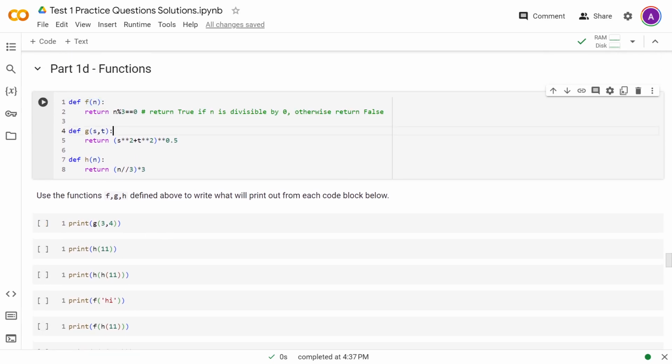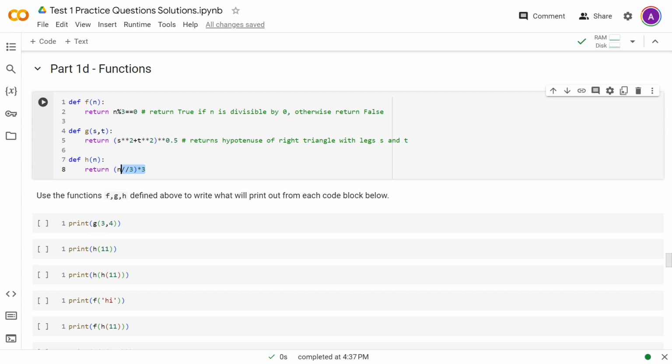All right, g of s and t. This is s squared plus t squared, and then raised to the 0.5 power, which is the square root. So this is the square root of s squared plus t squared. This is basically the distance formula, or the hypotenuse of a triangle formula. If s and t are the two legs of a right triangle, then this will give you the hypotenuse. Or you can think of it as the distance formula, or the vector magnitude formula. There are different ways to think of it.